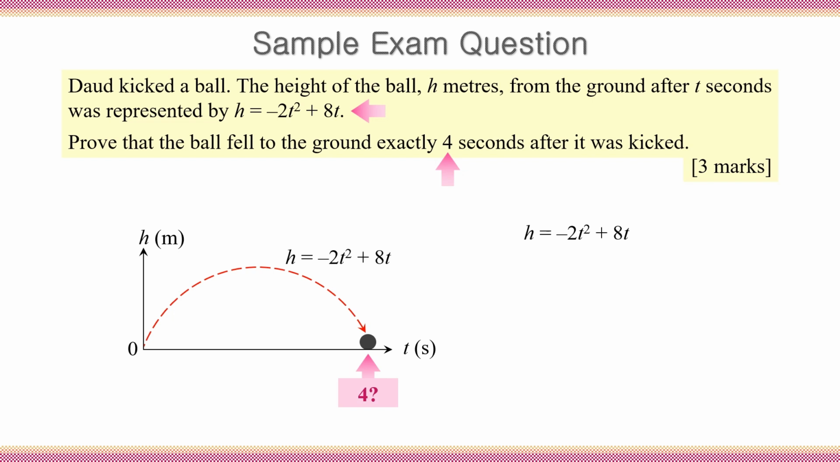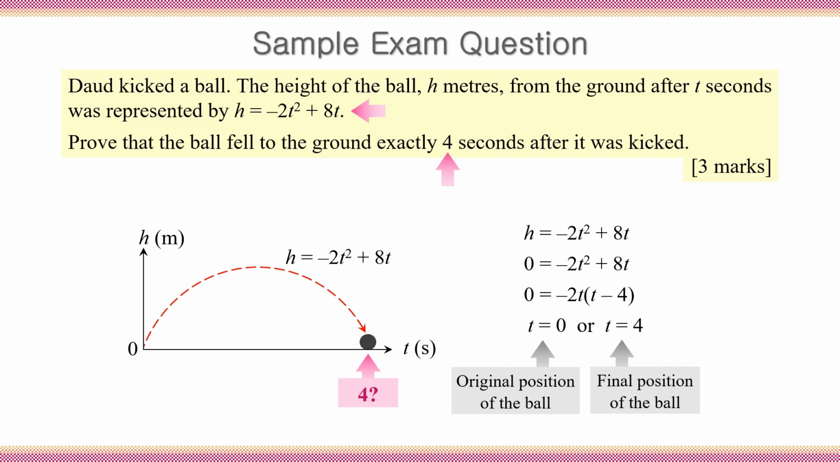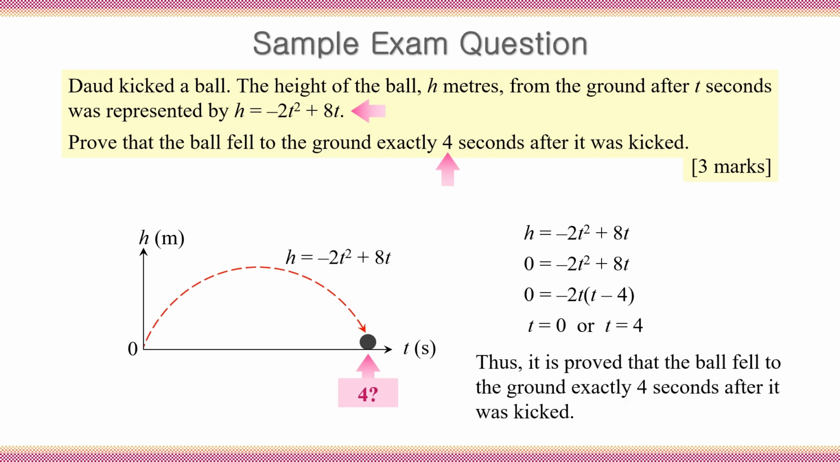Let's rewrite the equation. When the ball touches the ground, h is 0. To determine t, factorize the expression on the right. So, we get the time for the original position and the time for the final position of the ball. It is proved that the ball fell to the ground exactly 4 seconds after it was kicked.